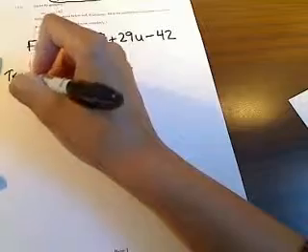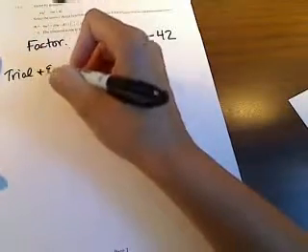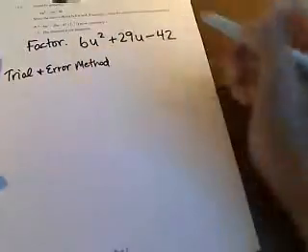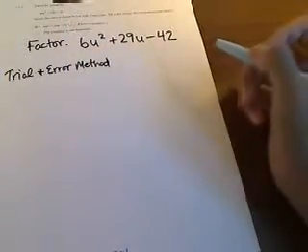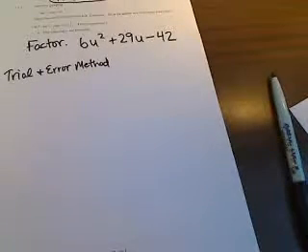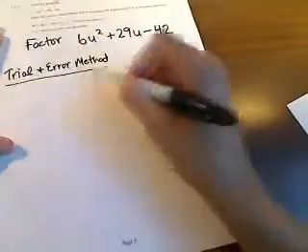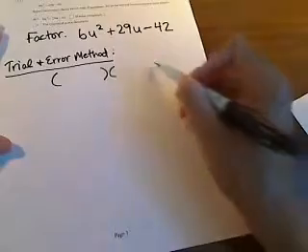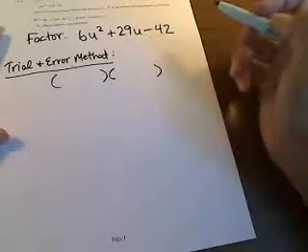The first method that I'm going to show you is the trial and error method. And I like the trial and error method because it does take a little bit longer to learn, but once you've learned it, it's a much faster method than the AC method. Okay. All right, so with the trial and error method, what you're doing is you're literally just going to try some stuff, and when you make an error, you try it again.